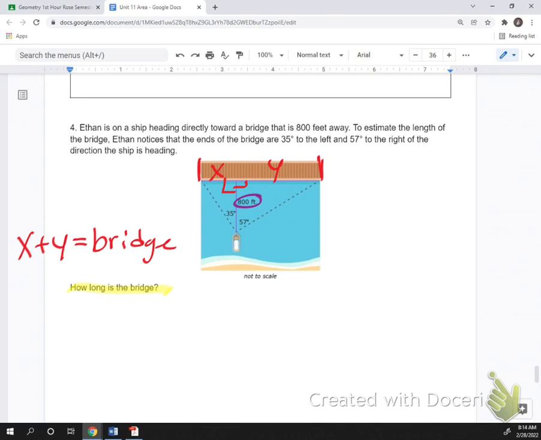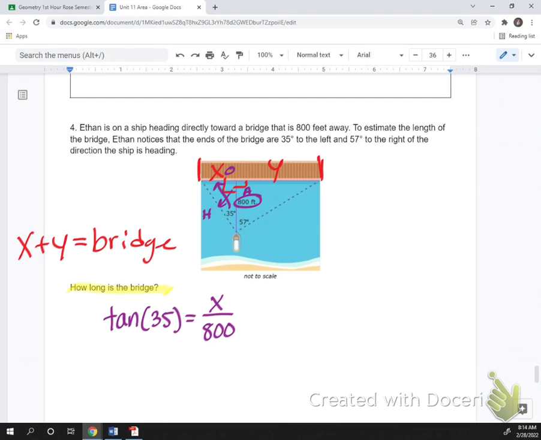What should we do now? No, I would start by labeling. Opposite of 35 is the side I want to know. So I'm using opposite. This is hypotenuse. What trig ratio should I set up to find x? Tan. The tangent of 35 equals what over what? X over 800.